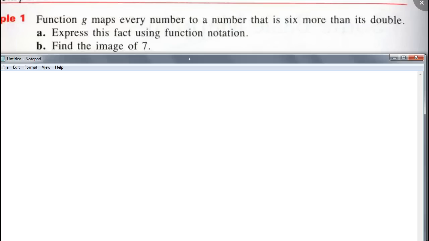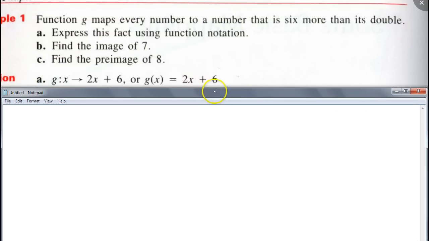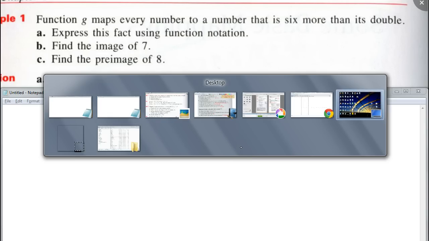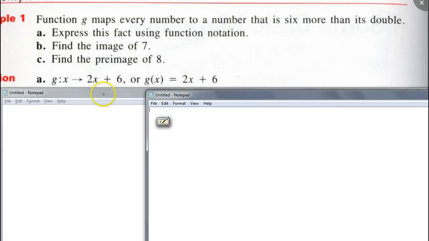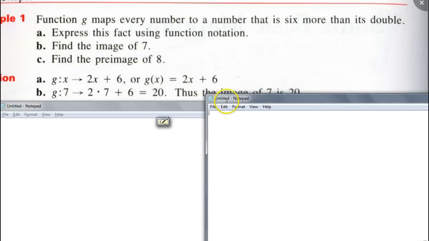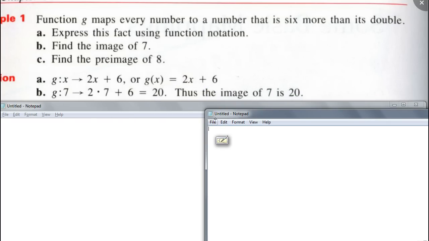So of course, if you want to find the image of 7, all you have to do is what? Plug it in. Yeah, because 7 is your pre-image or your input. You plug 7 into this function. You're basically looking for g of 7, which equals 2 times 7 plus 6, which gives you 20. Does that make sense? Yeah.